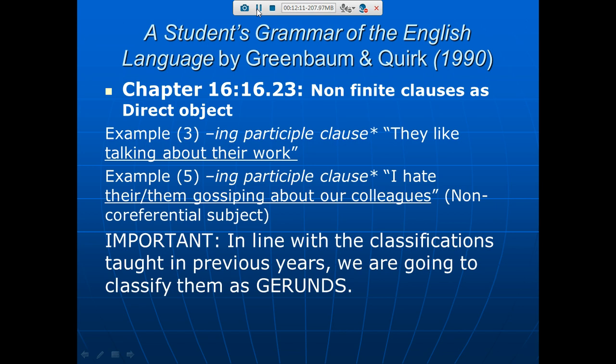What is important is that in this case, we are not going to be considering "talking about their work," which is a direct object, or "I hate their gossiping about their colleagues," also a direct object, as participial clauses. We will be in line with the classifications taught in previous years, in first and in second, so we are going to classify them as gerunds because they have nominal functions.